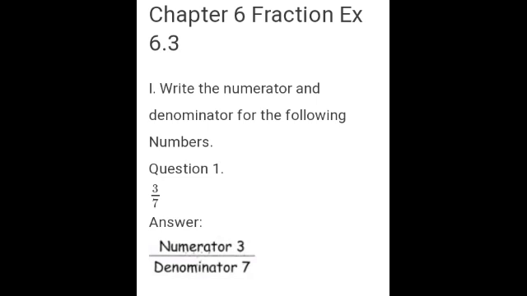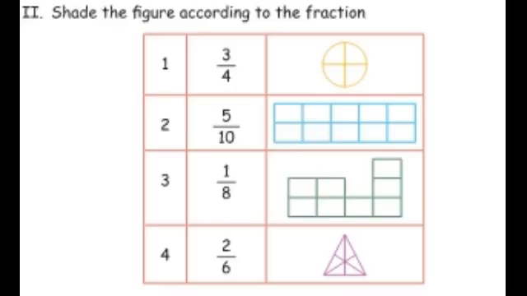See, the first one is 3 by 7. In 3 by 7, which is the numerator? 3 is the numerator. 7 is the denominator. Yes, my dear students. Likewise, in 2 by 8, 2 is the numerator and 8 is the denominator, isn't it, my dear students? Now, the next one is: shade the parts according to the number and write the numerator and denominator.